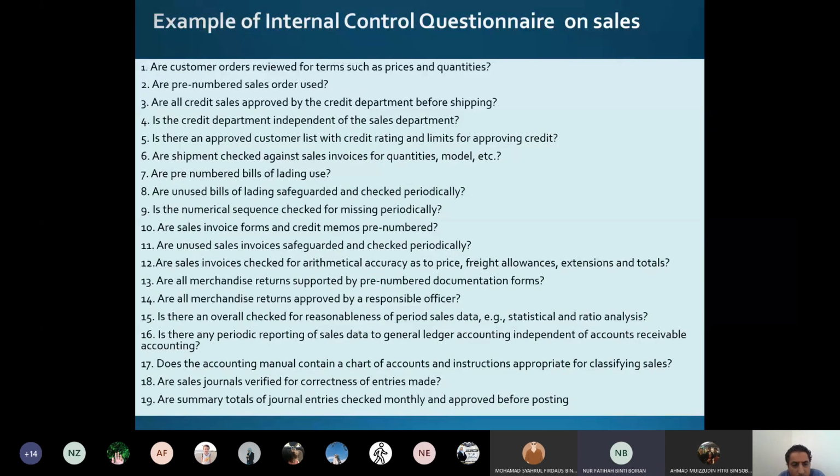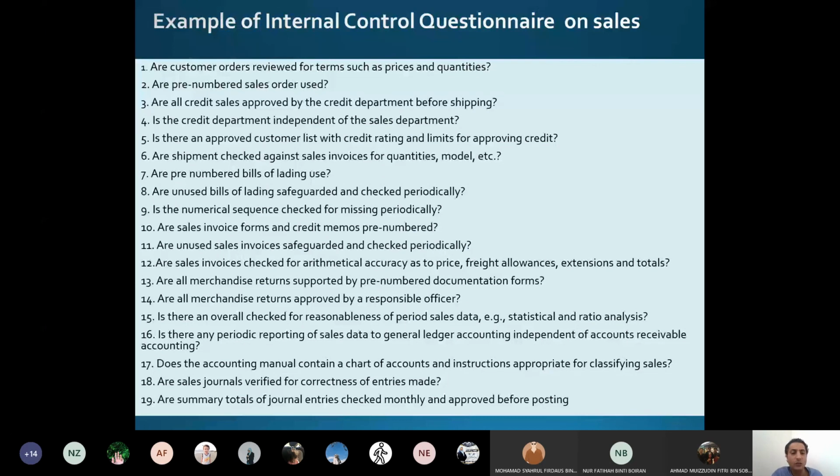Sales invoice form and credit memos pre-number. Okay, so number 10, now we are talking about the credit memo, meaning return. In case there is a sales return from the customer, do they have pre-numbered credit memos, in which we record the sales return?